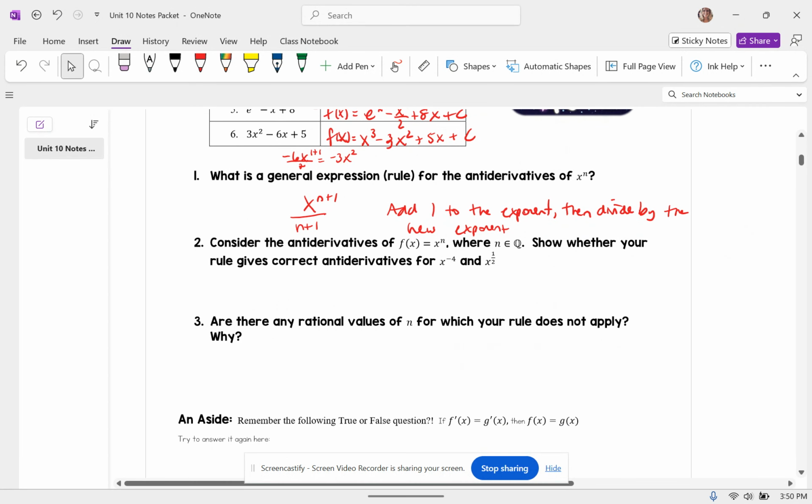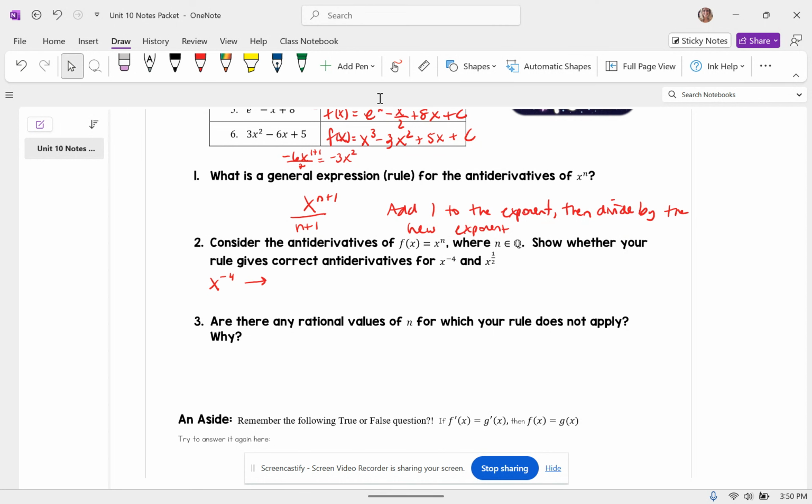Question 2. Consider the antiderivatives of f of x equals x to the n, where n is a rational number. Show whether your rule gives correct antiderivatives for x to the negative fourth and x to the 1/2. Let's see. So our rule is to add 1 to the exponent, then divide by the new exponent. Let's start with the first case. They give us x to the negative fourth.